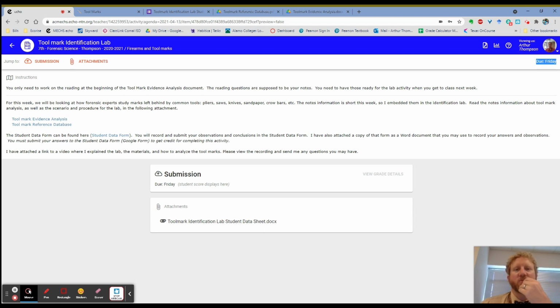It's pretty straightforward. Toolmark evidence analysis isn't super complicated. The biggest thing is recognizing the characteristics of the tools that can be used to make the different marks, and also keep in mind that different tools can make more than one type of mark, primarily the indentation and the abrasion. It is possible to have a pair of pliers, for example, make both an indentation mark and an abrasion mark. So just keep that in mind as you're going through.